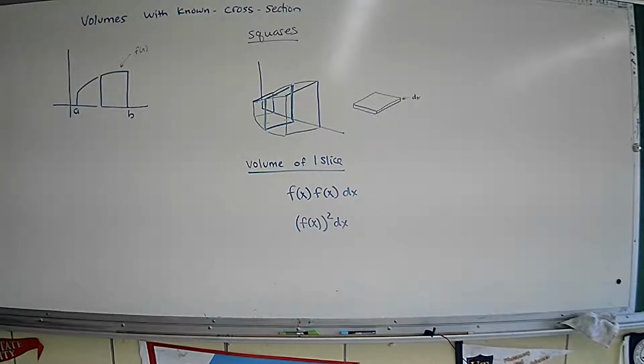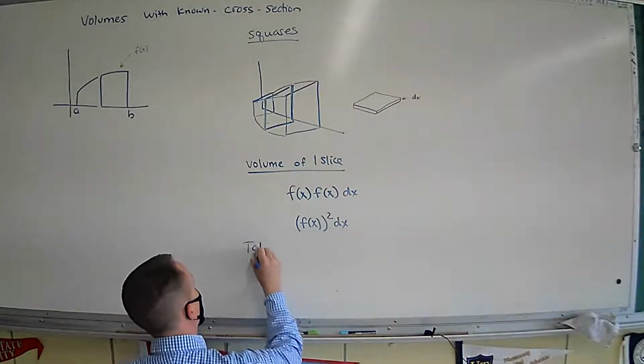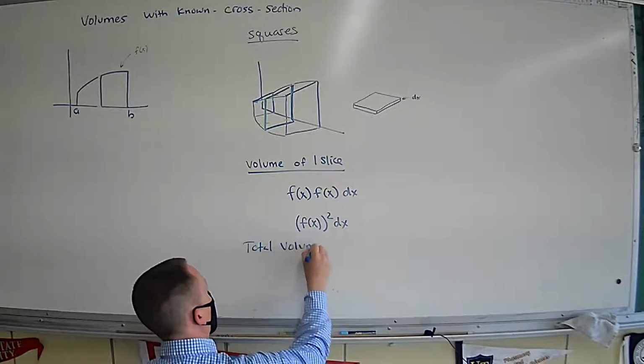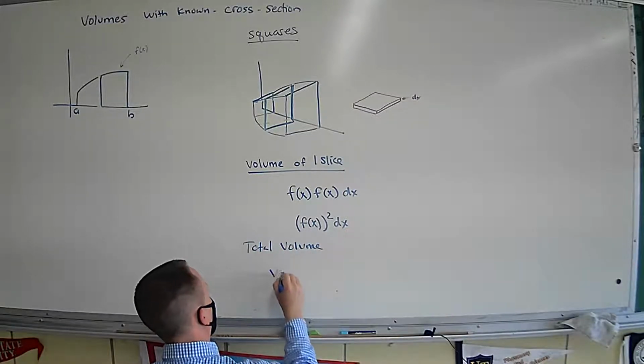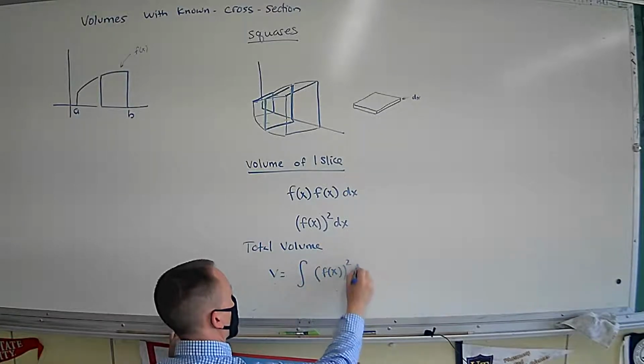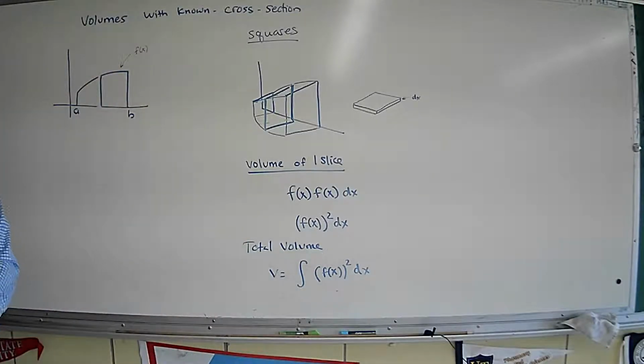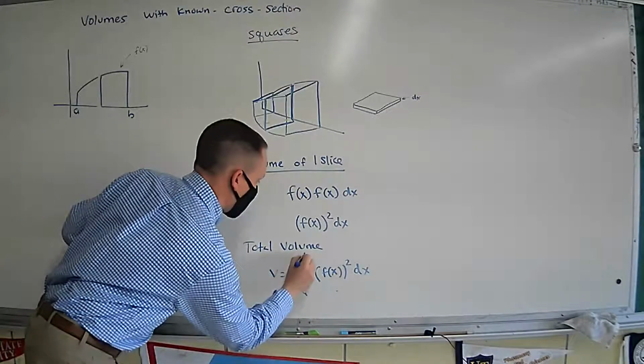What's going to be the total volume? How can we find out the total volume? What do we have to do? Integrate. Add up all the pieces. Right? So if we add up all the pieces, that's going to give us the total volume. And that's going to equal what? And then we just add them up from x equals what to what? A to b. Okay?